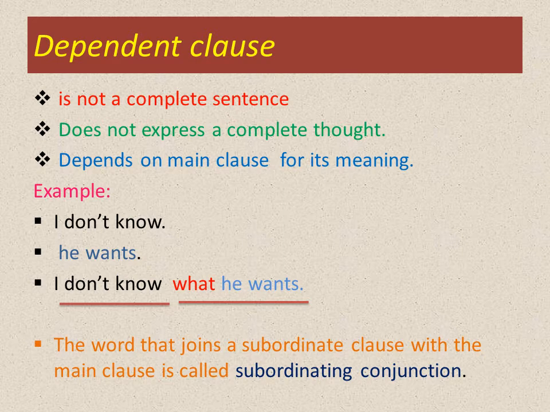When we join this subordinate clause with the main clause "I don't know", using the subordinating conjunction "what", the dependent clause gives complete meaning with the help of the main clause. Students, have you understood this?